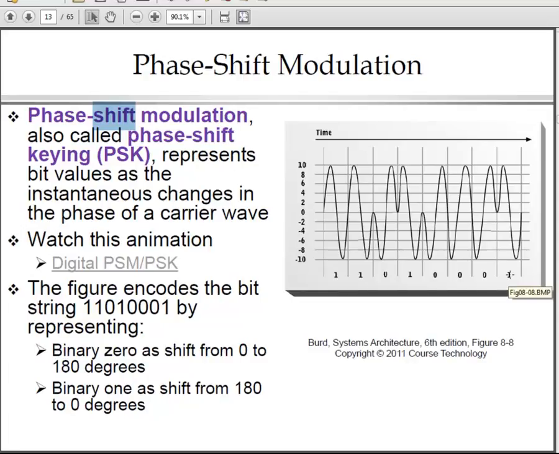So the strange thing about phase shift modulation is it's not really the wave shape that represents the 0 or the 1. It's the change or lack thereof that represents the 0 or the 1.